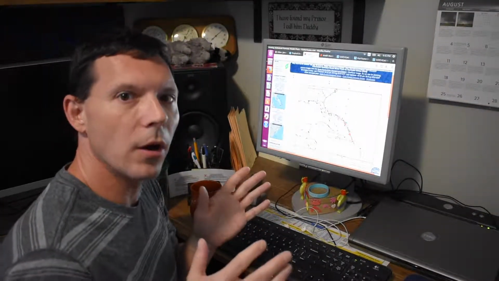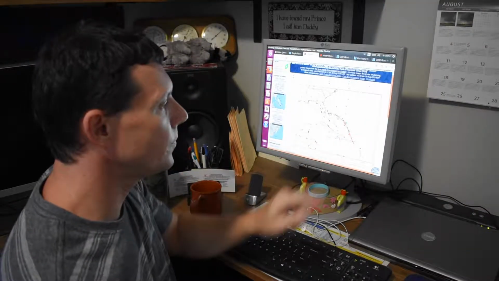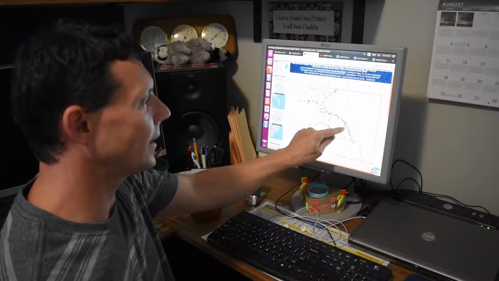Is one model all over the place, or are they all converging on a consensus that, yeah, we're pretty confident this is the way it's going to go? Even though each model has different modeling physics, as you can see, they're bundled pretty tightly here in the next 24 to 48 hours. That looks like a pretty strong indicator that that's where it's going.